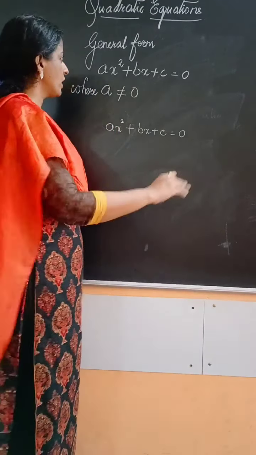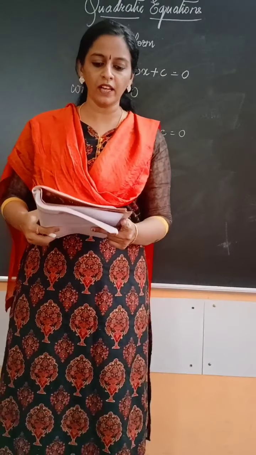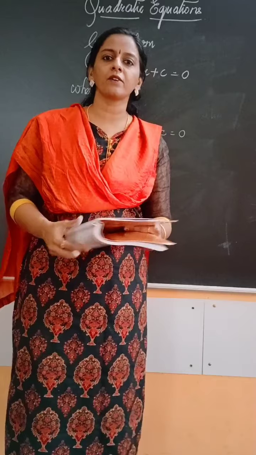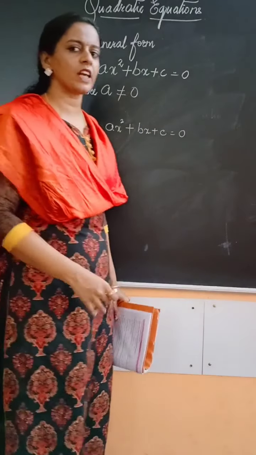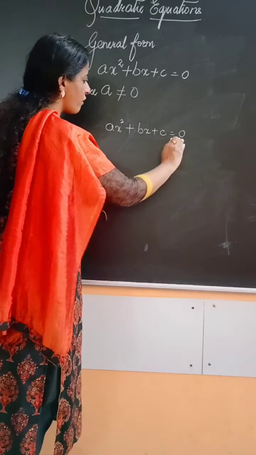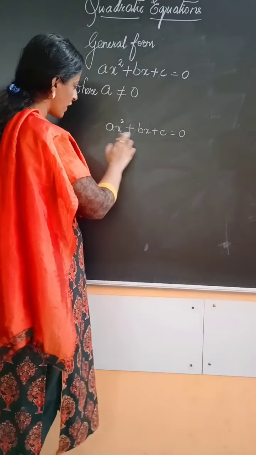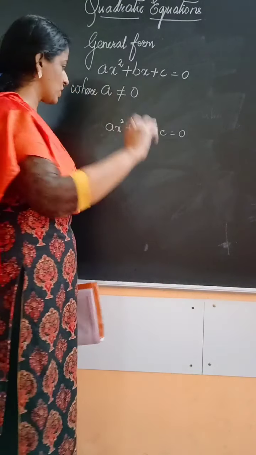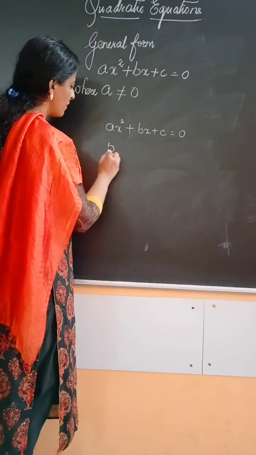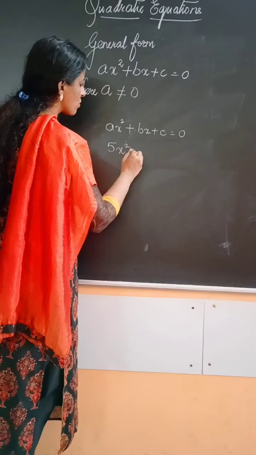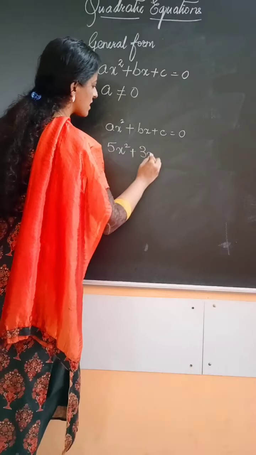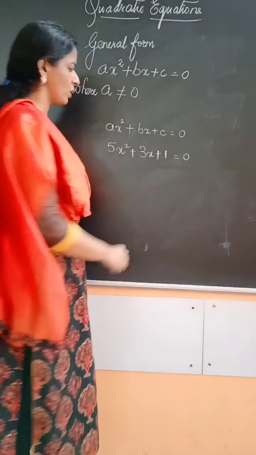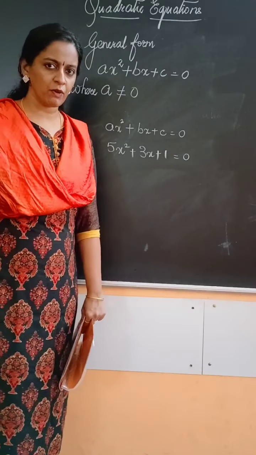Okay, so now practice set 2.1. Question number 1: write any two quadratic equations. Think of any two quadratic equations. Keep the general form in your mind. In place of a, b, c, you can put any real numbers and form an equation. So let us take simple equations. I will give 5x squared plus 3x plus 1 equal to 0. This is a quadratic equation.